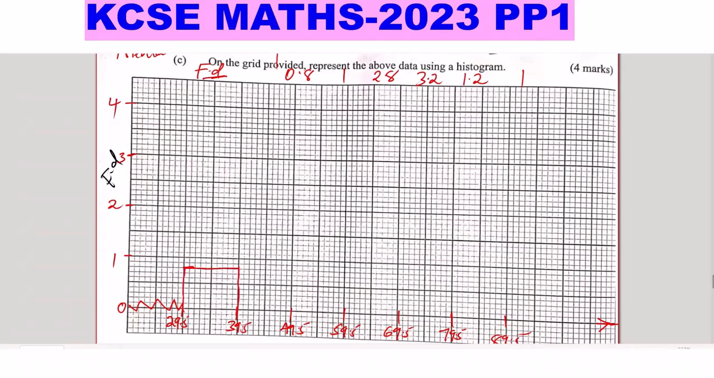So that is the first class. Then the second has a frequency density of 1, that one. You use a ruler to do this. Then the third one has a frequency density of 2.8. So 2.8 is to hit this point. So 2.8, that bar is there. Shade that one as well. Then the next one is 3.2.